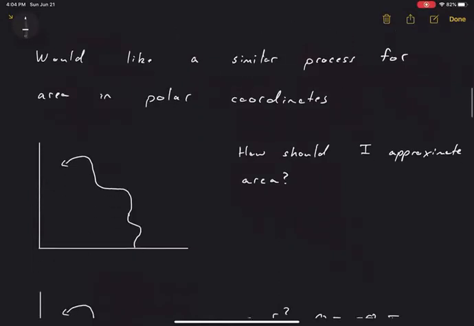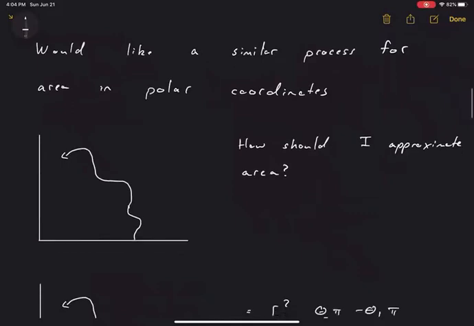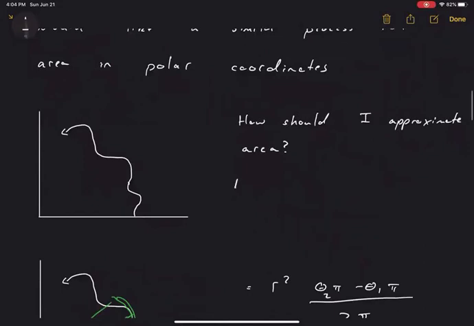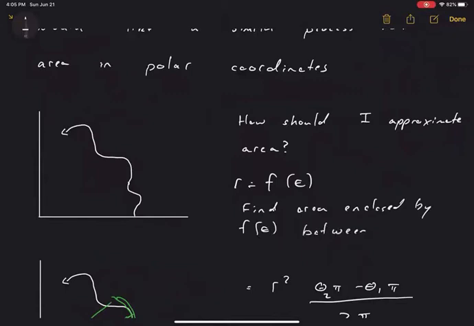All right, so let's think about this a little bit. We'd like to approximate this area. So first of all, what area am I talking about? When I have a polar curve, how would a question like this be phrased? It would have a curve r equals f of theta, and you'd be told to find the area enclosed by the curve between two different angles, let's call them theta 1 and theta 2. Let's say theta 1 is this angle, and then theta 2 is this angle.